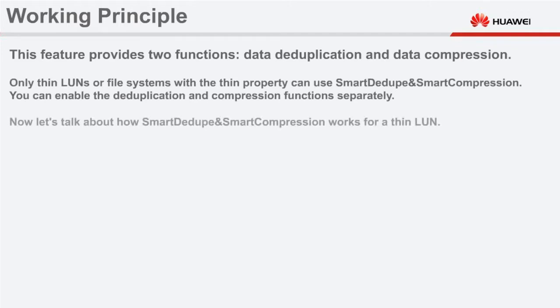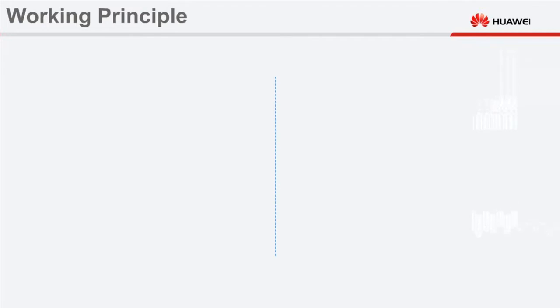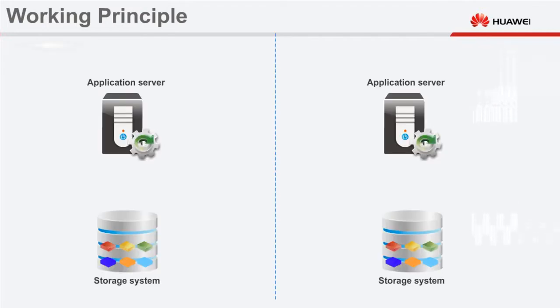Now let's talk about how SmartDedupe and SmartCompression works for a thin LUN. Note, because the feature works in a similar way for a file system, I will not explain the feature's working principle in a file system.